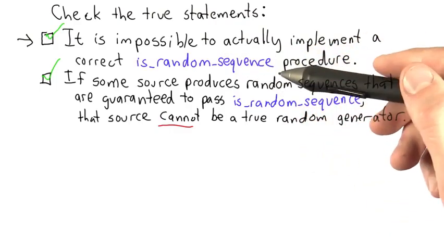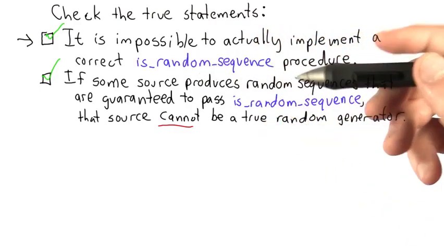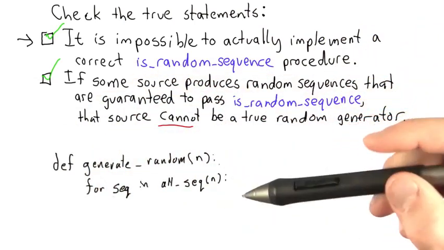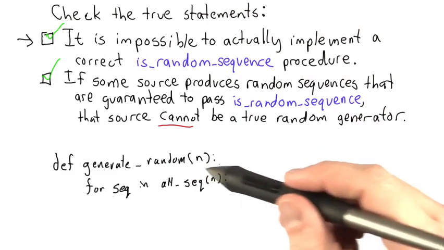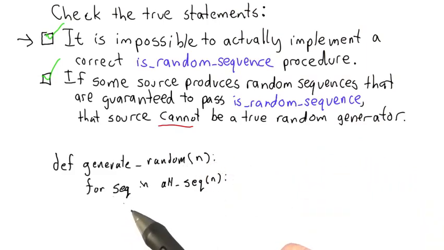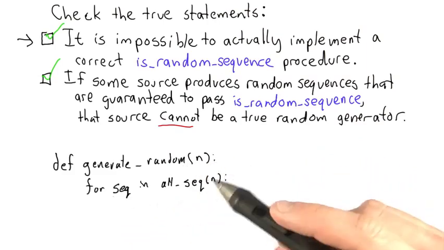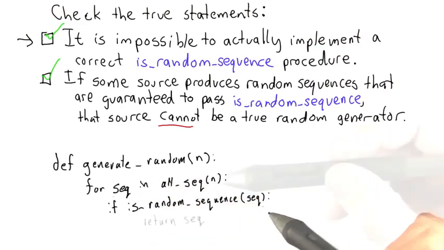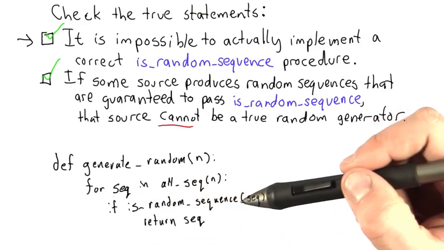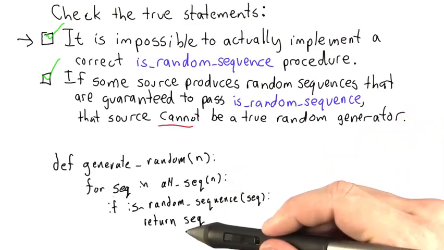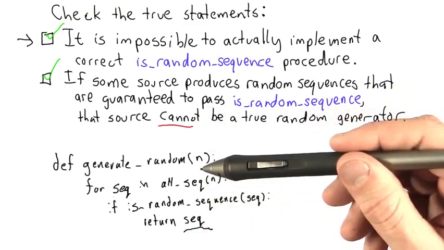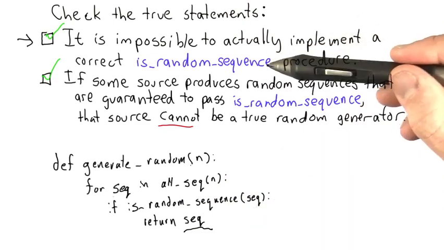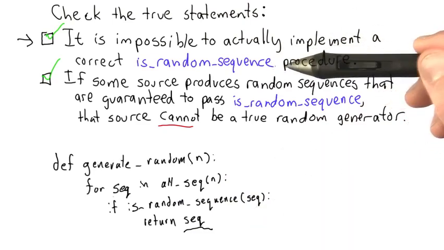But if we have isRandomSequence, I'm going to sketch out how we could use that to generate a random sequence generator. So the first thing that we're going to do in our generate random function is loop through all the sequences of length n. Then, for each sequence, we will run our isRandomSequence test. And if that test returns true, we will return the sequence. We have now created a function that generates a random sequence, which, as we showed in class, is impossible. Therefore, isRandomSequence is impossible.